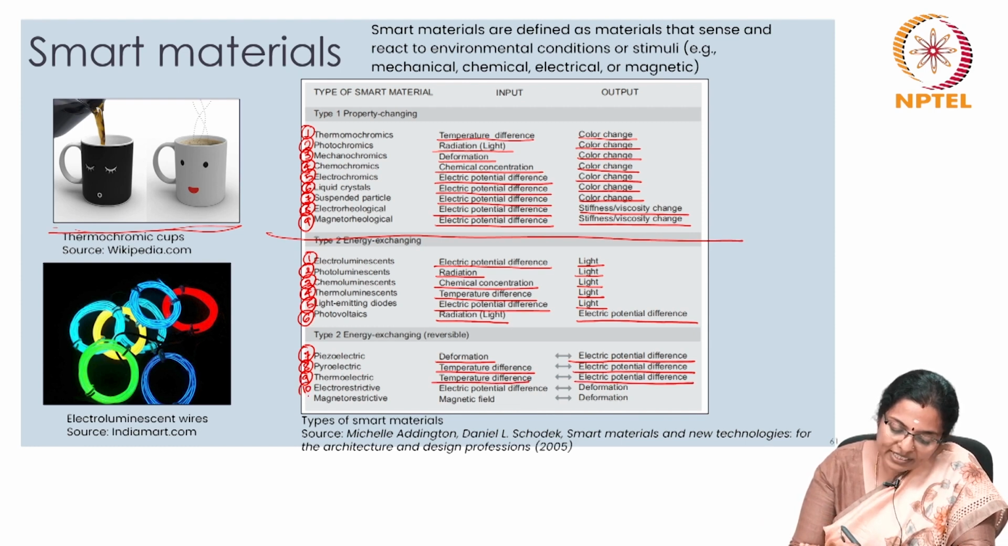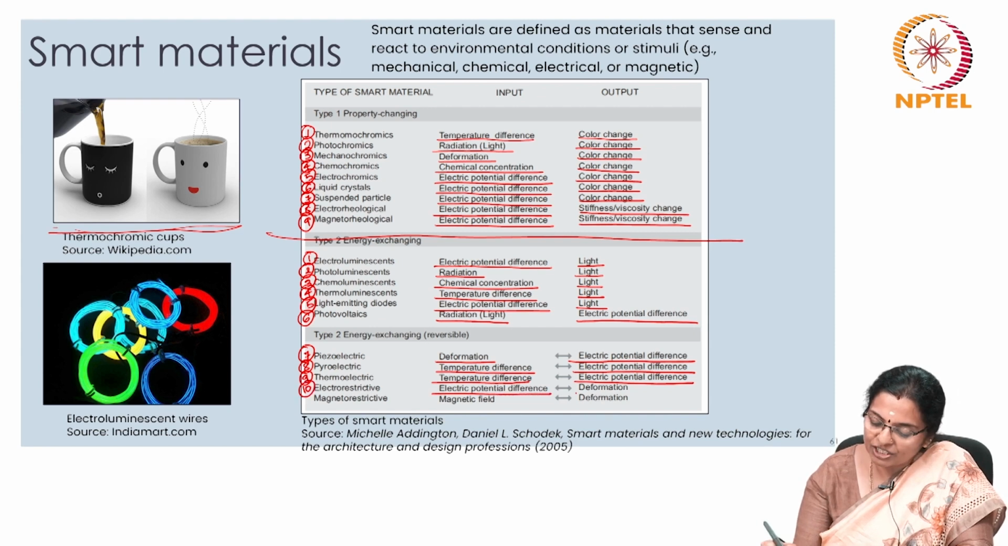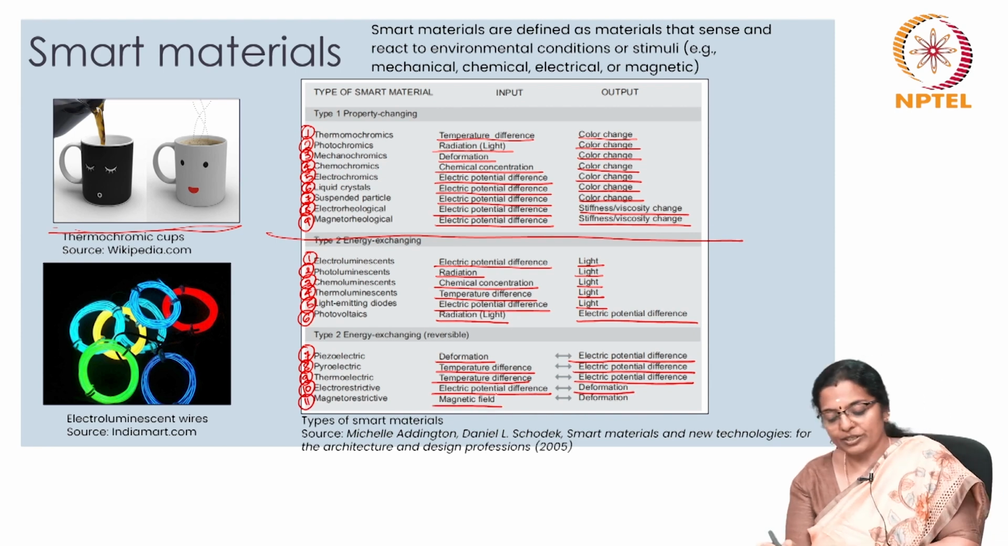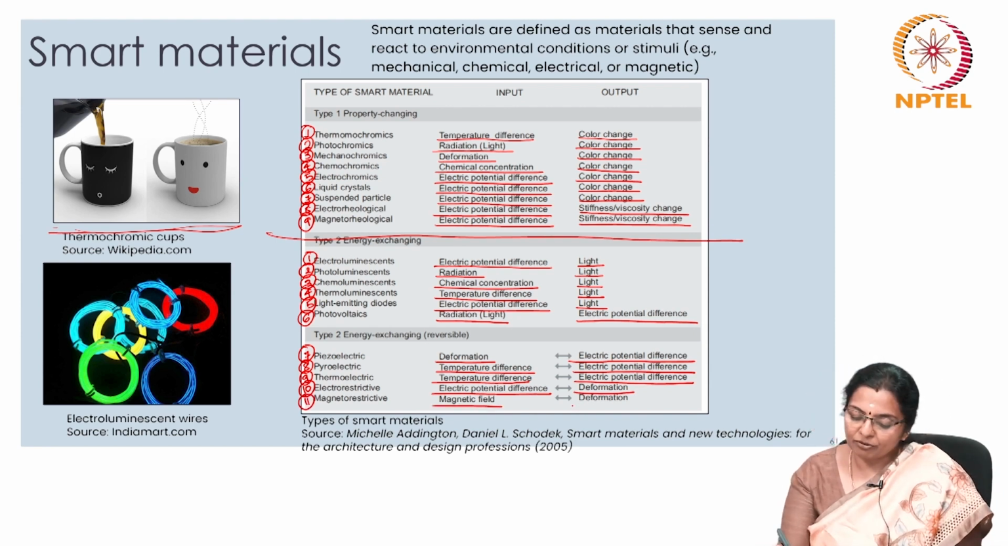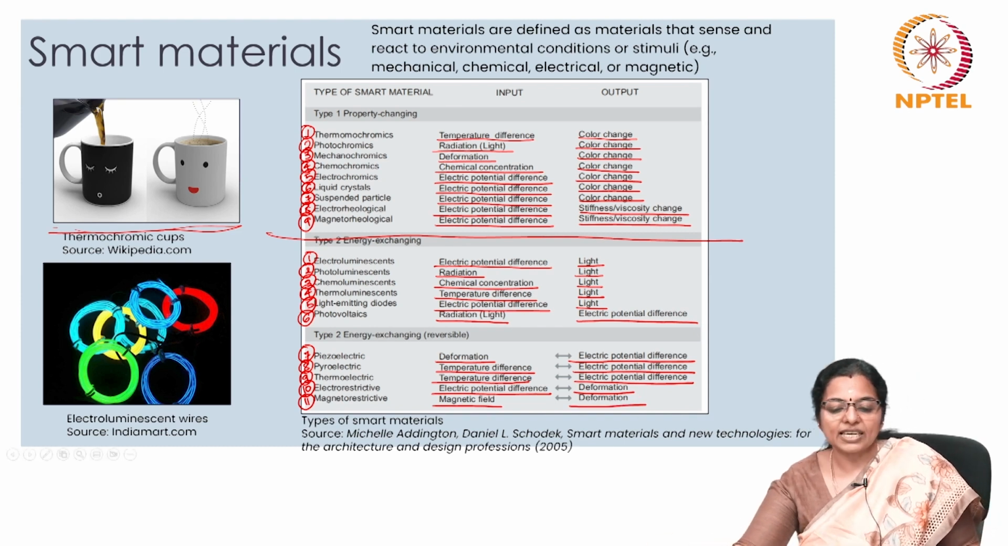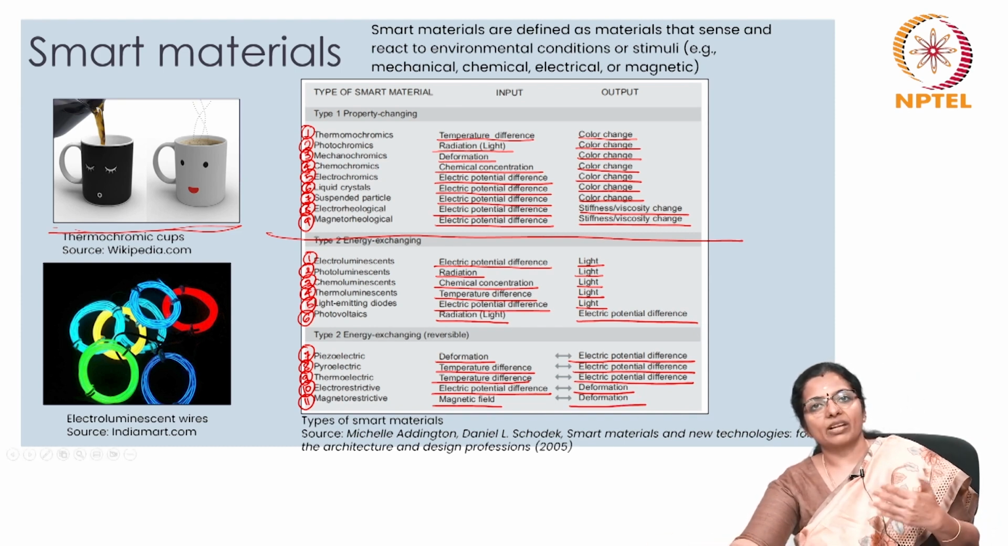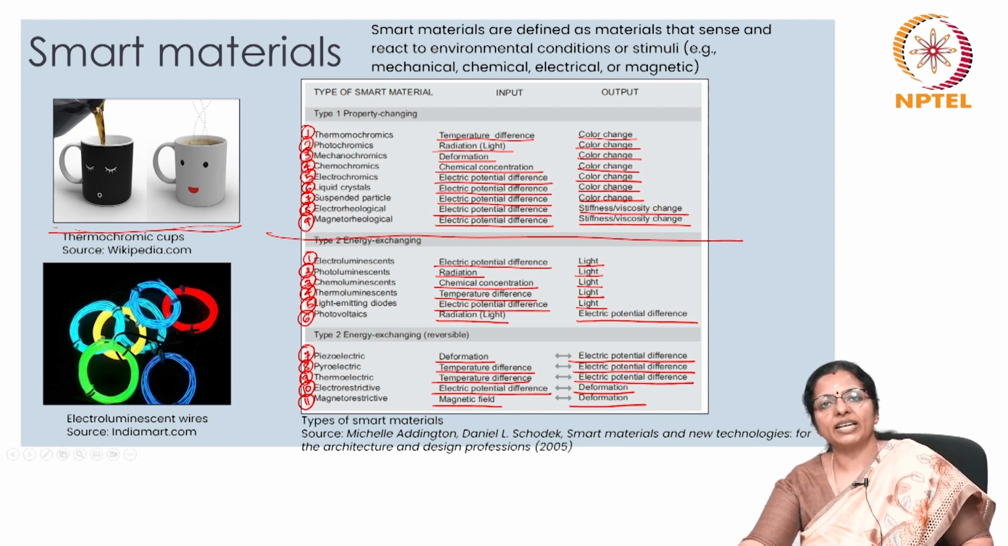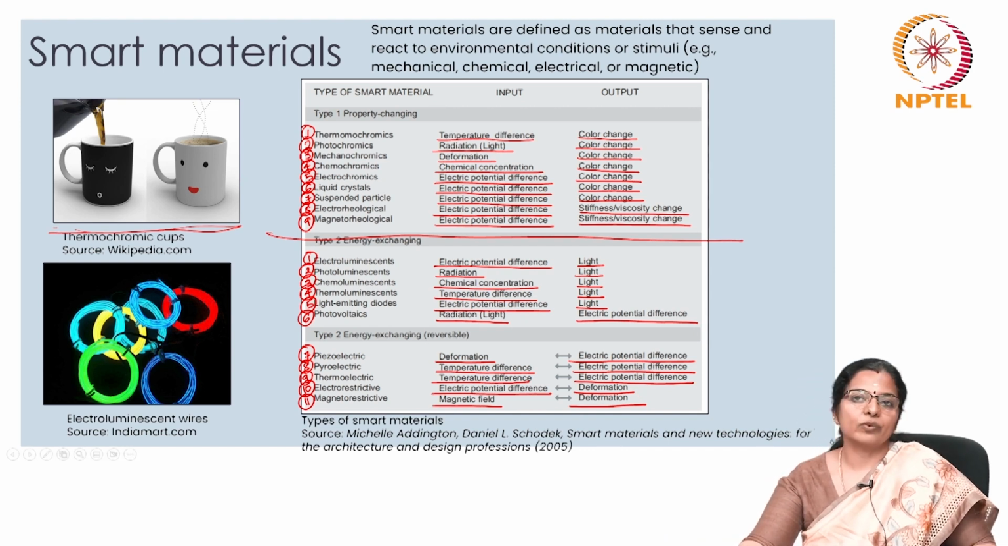The electrorestrictive material, when given electric potential difference, deforms itself, and the magnetorestrictive material, when subjected to a varying magnetic field, it deforms itself. So, these are the basic ways in which smart materials react to various input by giving an output.